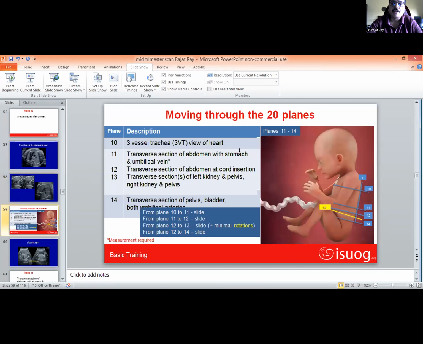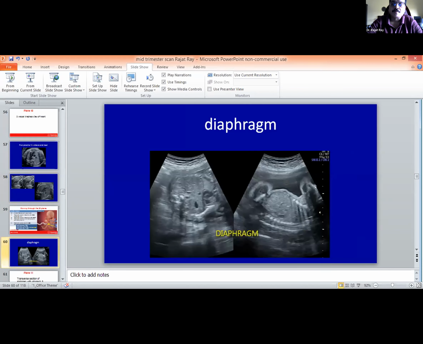Then comes plane 11 to 14, that is the abdomen. From thorax to abdomen, where you are shifting, you just have a look at the diaphragm. You can see both in the sagittal section as well as in the coronal section. When you are seeing the stomach and heart on both sides of the diaphragm, you are ruling out most of the cases of CDH, congenital diaphragmatic hernia.